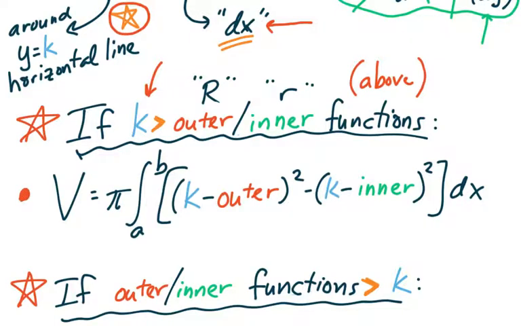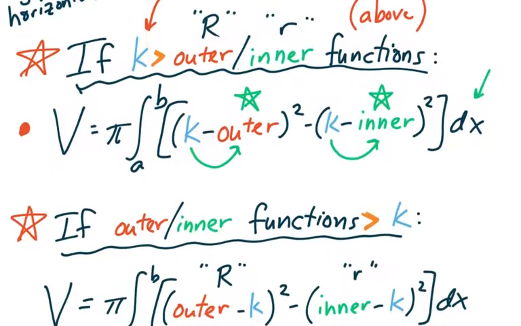The volume is pi, the integral from a to b of, now you do it this way. You do k minus the outer function when you spin it around, squared, minus k minus the inner function, squared, dx. Okay? So it's still important that you look at the picture of the graphs and know which one will be your outer and which one will be your inner. That will be really important.